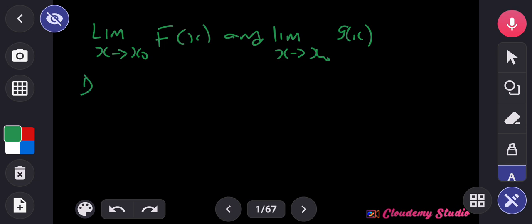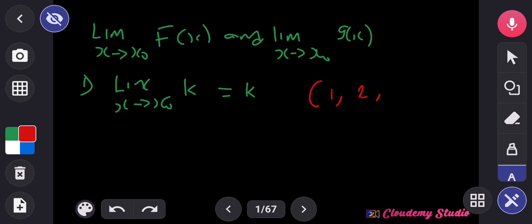The first theorem is that if you have the limit of x tends to x naught of k, the answer equals k. You understand? This k can be any constant number, any real number. It can be 2, 3, 6, ranging from minus infinity to plus infinity. It can be any real number. So if you take the limit of any real number, you are going to have a real number.